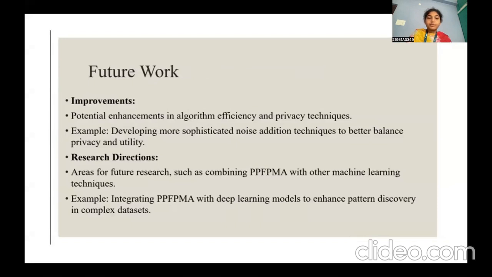Future work: improvements can be made, with potential enhancements in algorithm efficiency and privacy techniques. Example: developing more sophisticated noise addition techniques to better balance privacy and utility. Research directions: areas for future research, such as combining PPFP-MA with other machine learning techniques. Example: integrating PPFP-MA with deep learning models to enhance pattern discovery in complex datasets.